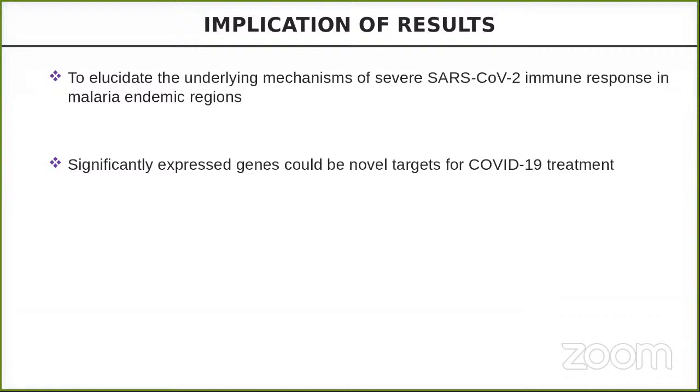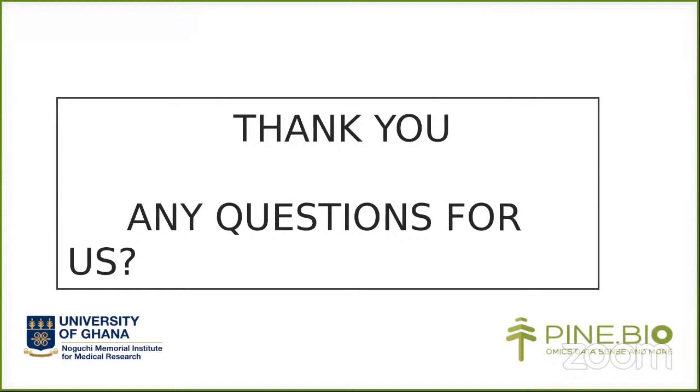For our study implication, we would like to see at the end of the project to elucidate some of the underlying mechanisms of severe SARS-CoV-2 immune responses in malaria endemic regions. And from the analysis, we also wish to look at some significantly expressed genes which could be very good targets for COVID-19 treatment, be it vaccine development or novel drug targets. Thank you very much, and we are ready for any questions.